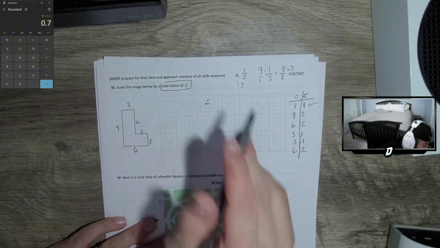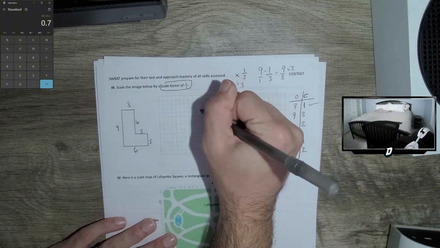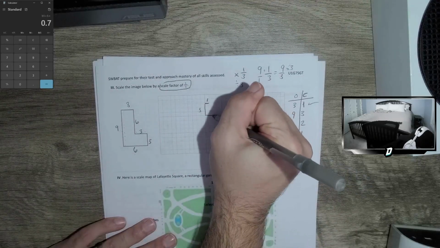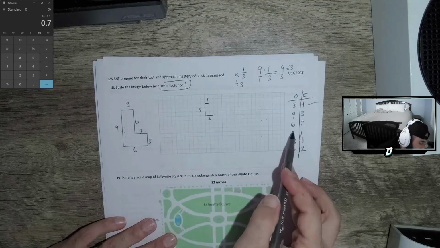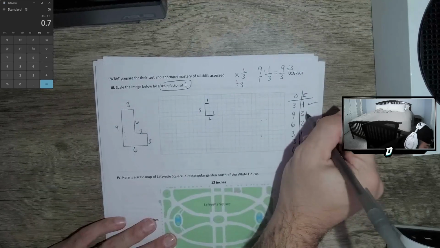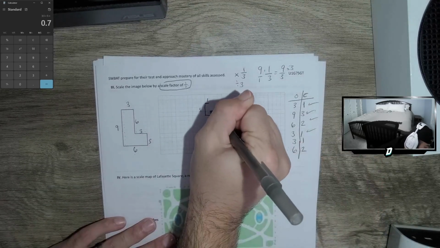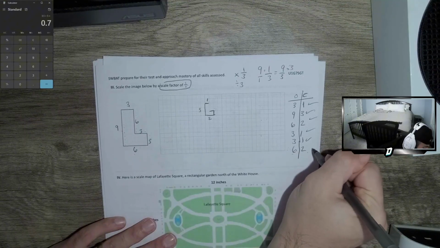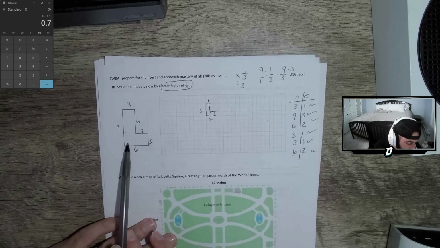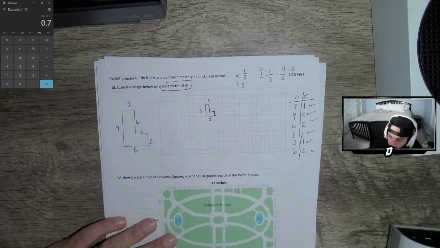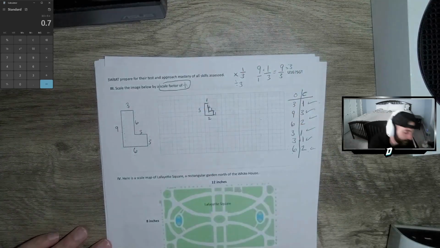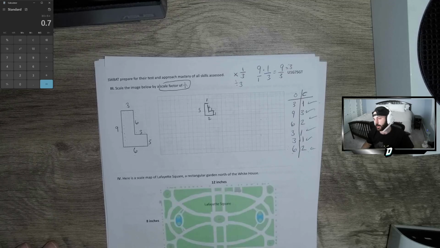Now we go from 9 to 3, so I go down 1, 2, 3. And now we go from 6 to 2. And then 3 to 1, and then 3 to 1, and then from 6 to 2. And what we can see is that here's a big L, and here we took a smaller L, and that was our scaled copy. So we had 1, 1, 2. And that's what it's going to be like on your test.